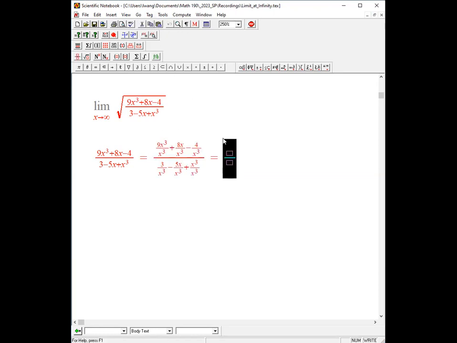You can go straight to the next step, which is, this is reduced to be 9. And this reduced to be 8 over x squared. And this stays the same. And 3 over x to the power 3, 5x over x raised to the power 3, that's 5 over x squared. And x raised to the power 3 divided by x raised to the power 3, that's 1. Okay, so you could skip this one and go straight here, but just make sure you do it right. Okay, and each one of these has a limit, right? So you can quote that theorem.